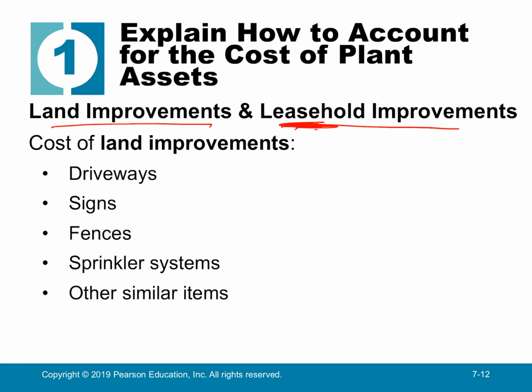So here are some examples of land improvements. Things like driveways, signs, fences, sprinkler systems, other items. So this is not land. These are separate assets. They are land improvements.